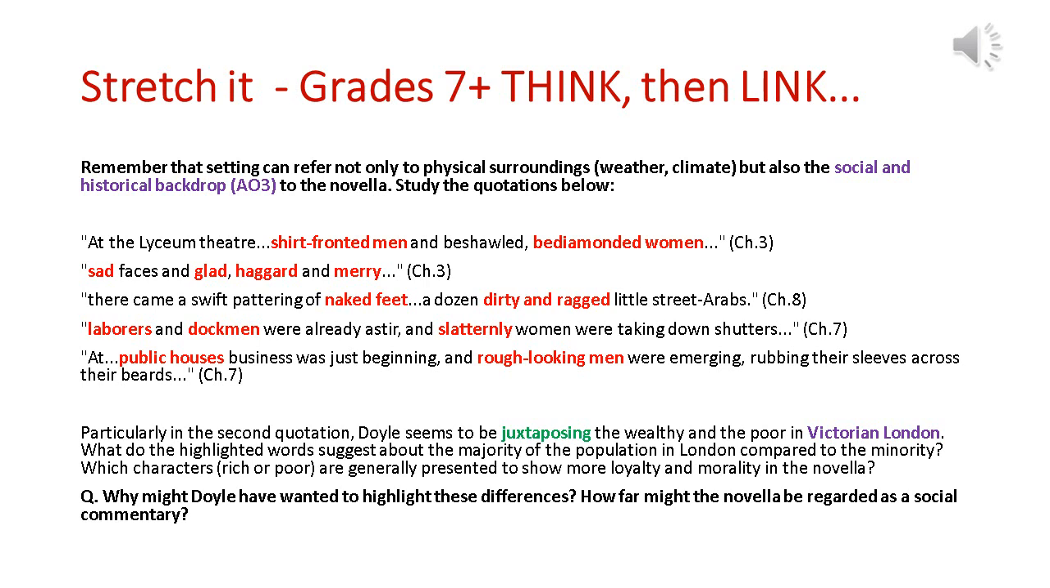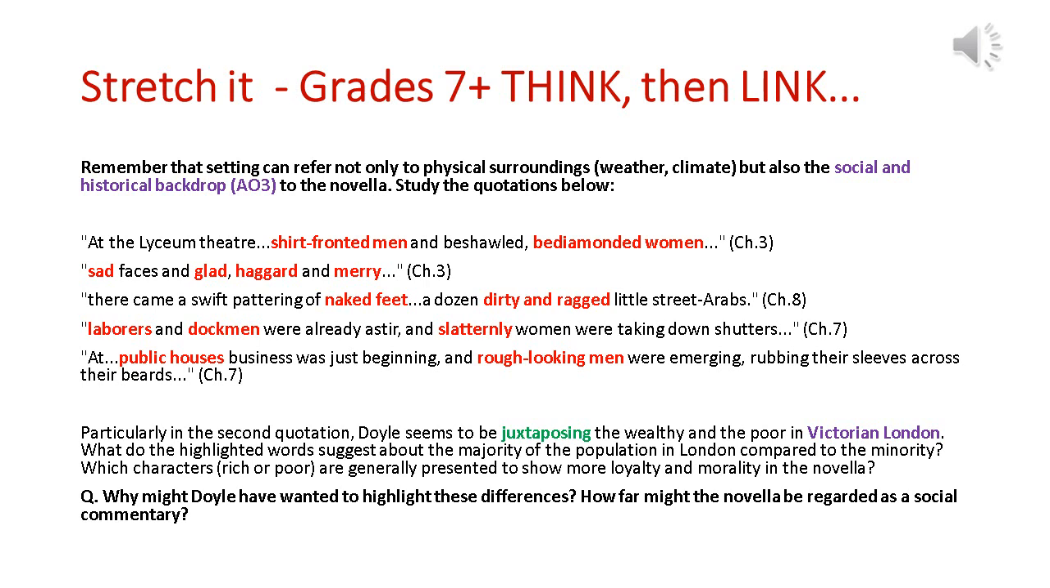we're told that there are shirt-fronted men and bediamonded women outside the theatre. So we see how the very wealthy have travelled into the city centre to go to the theatre, whereas outside that theatre, we're told that there are lots of sad faces, lots of haggard faces. So those would be the faces of the poor people, and they're juxtaposed against the glad and merry faces of the rich people. So simple things for you to remember, simple words to learn: sad and glad, haggard and merry, just to show that clear divide between the rich and the poor and the effects their lives have on them.